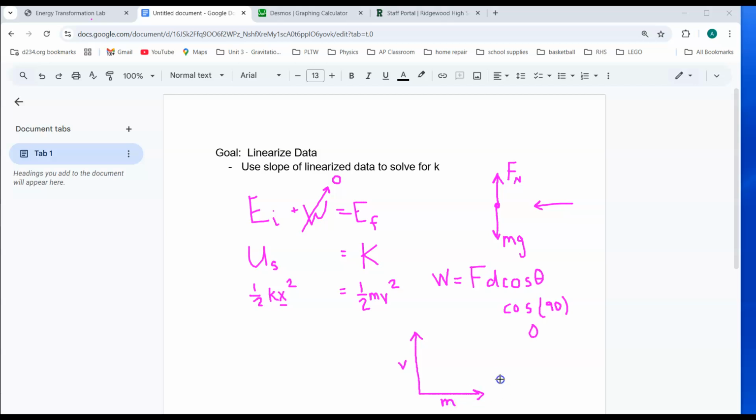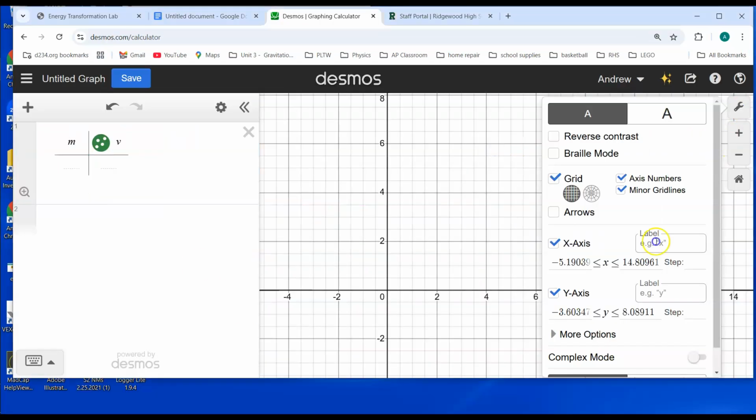So I'm going to study how changing the mass affects the velocity. So mass is my independent variable and velocity is my dependent variable. So I'm going to set up my table in Desmos right now. Table setup, I'm going to title my x-axis mass in kilograms and then velocity in meters per second.